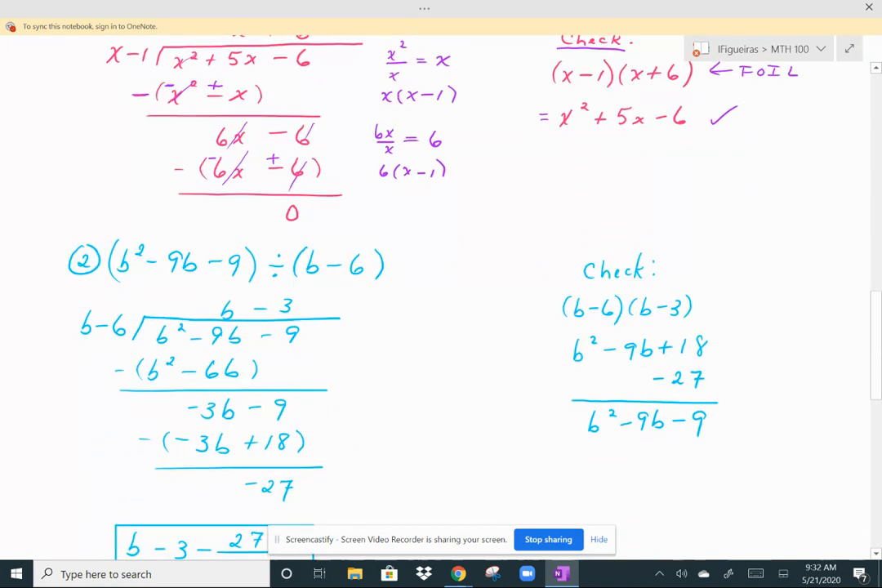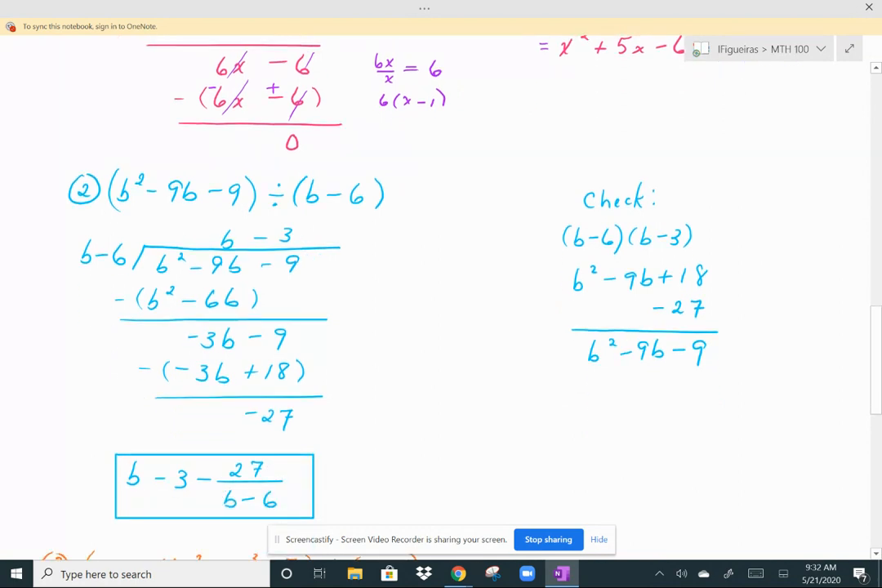Here I have b squared minus 9b minus 9 divided by b minus 6. So again, the b squared minus 9b minus 9 goes inside of the division bar, and the b minus 6 goes on the outside. So remember, the steps are take the first term on the inside, divided by the first term in the divisor, and divide them, and you get b. That's what you write down right here. Then you take that b and you multiply it across your divisor, which is what you see right here. That's b squared minus 6b.